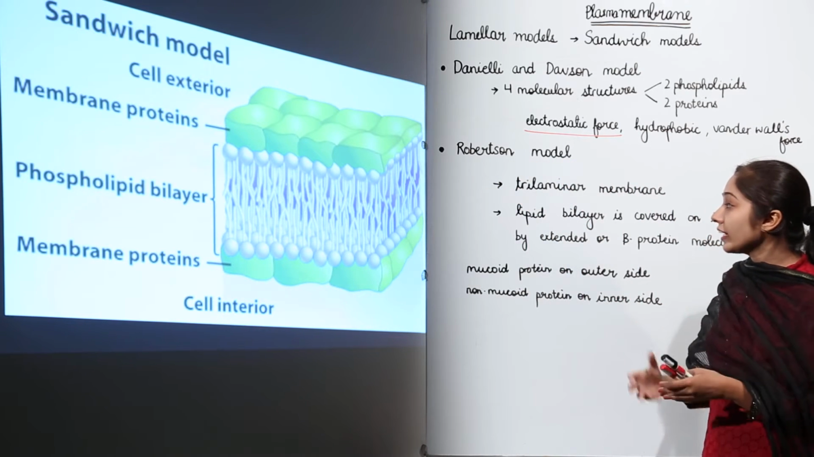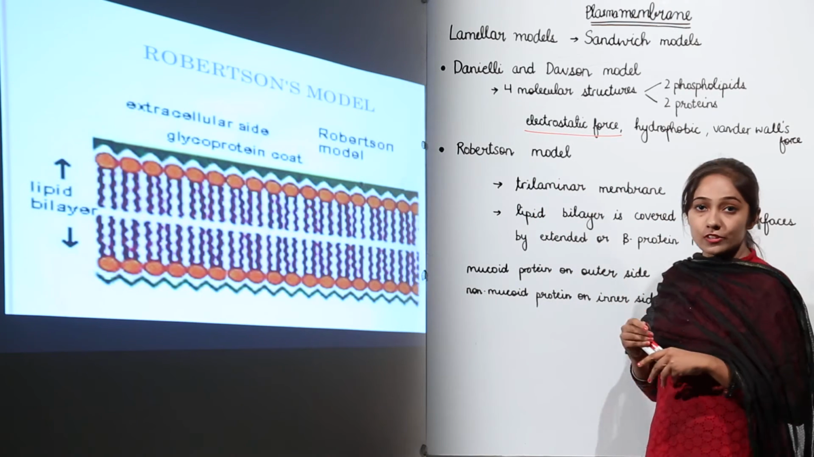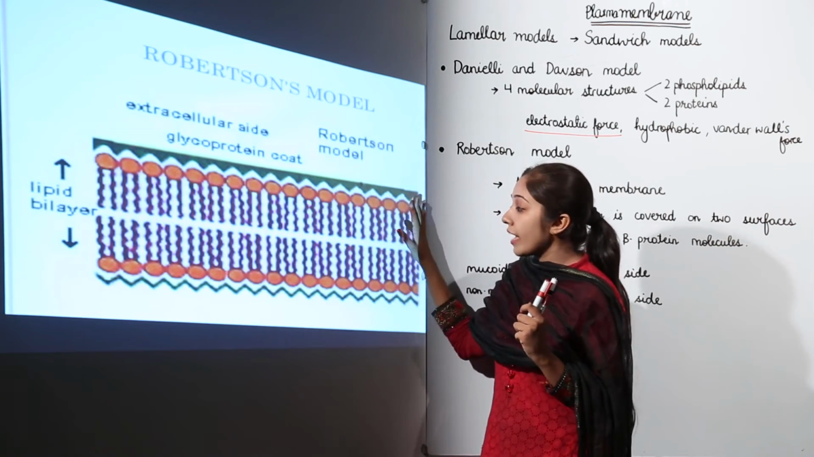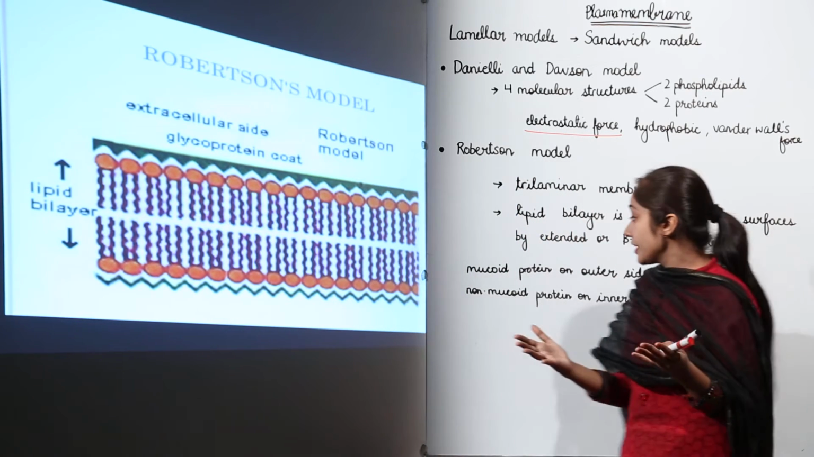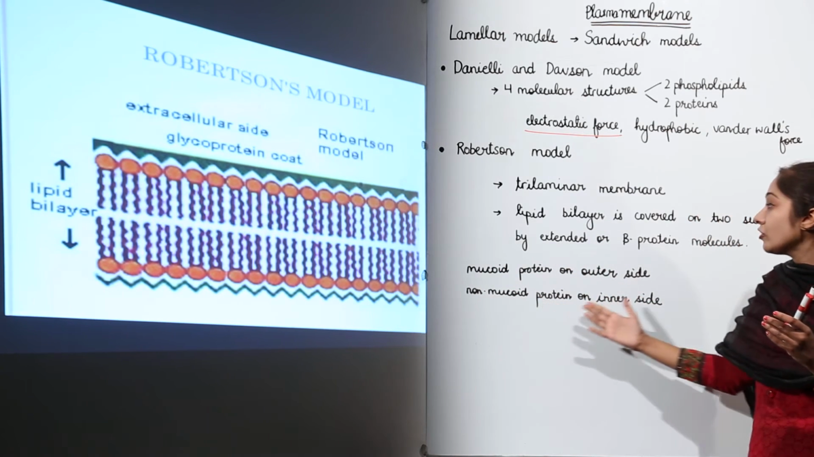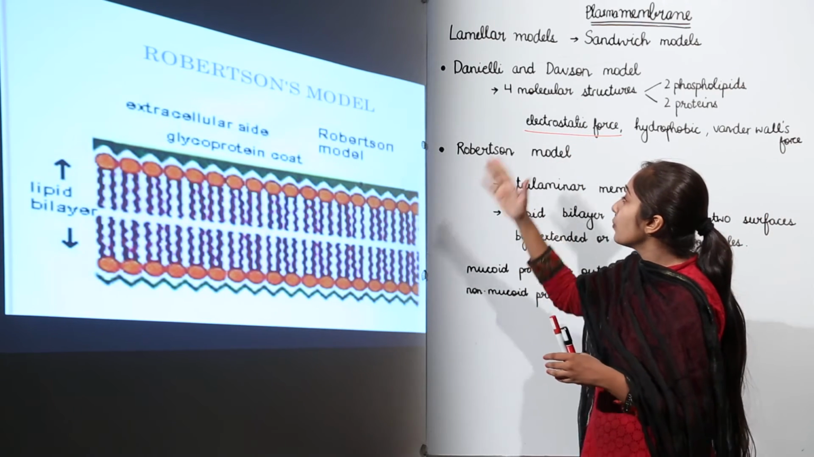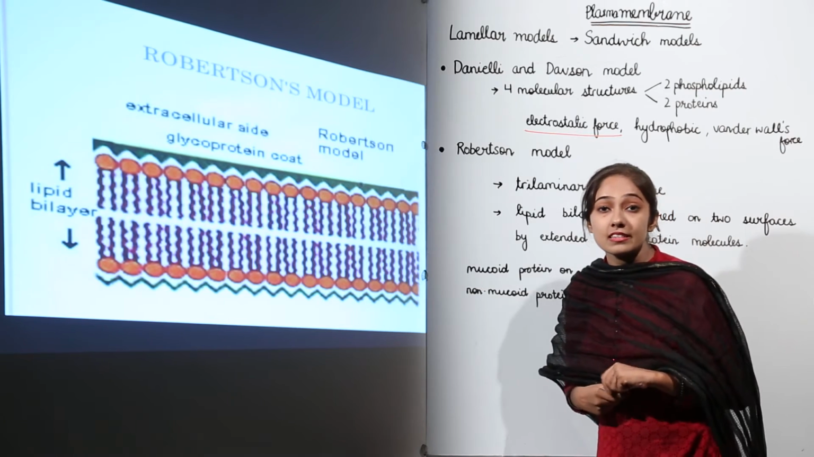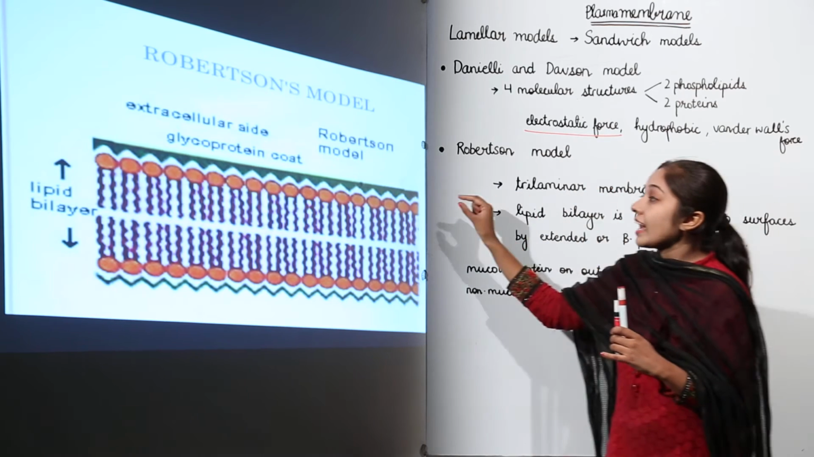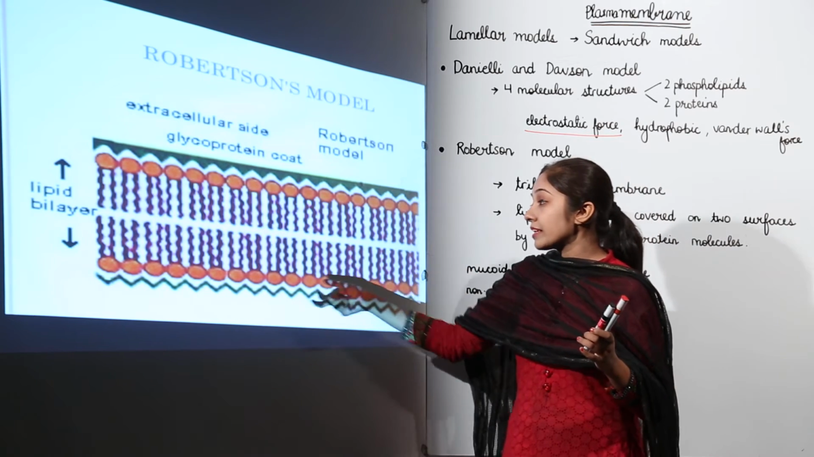The Robertson model conveys a difference. The first major difference was that the proteins on the outer layer and the inner layer were different: there was mucoid protein on the outer side and non-mucoid protein on the inner side. Robertson worked on the membrane of the RBCs, the red blood cells, and he made out that the proteins on the outer side are different from the proteins on the inner side.